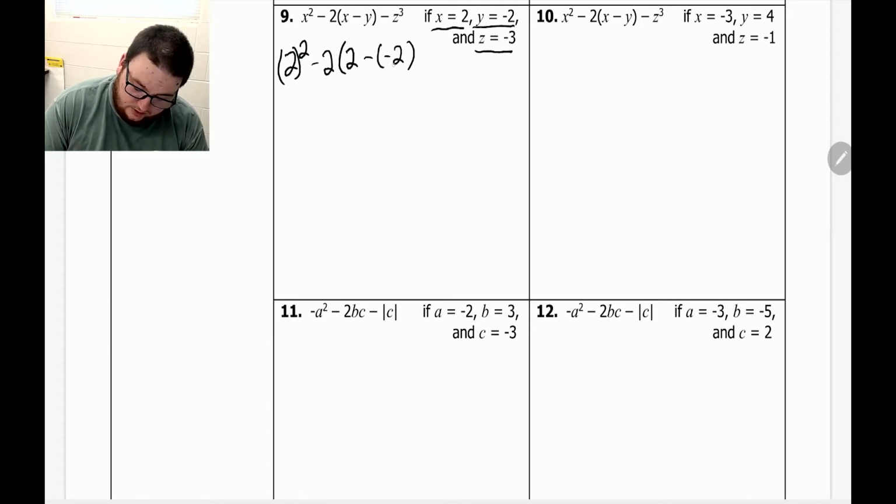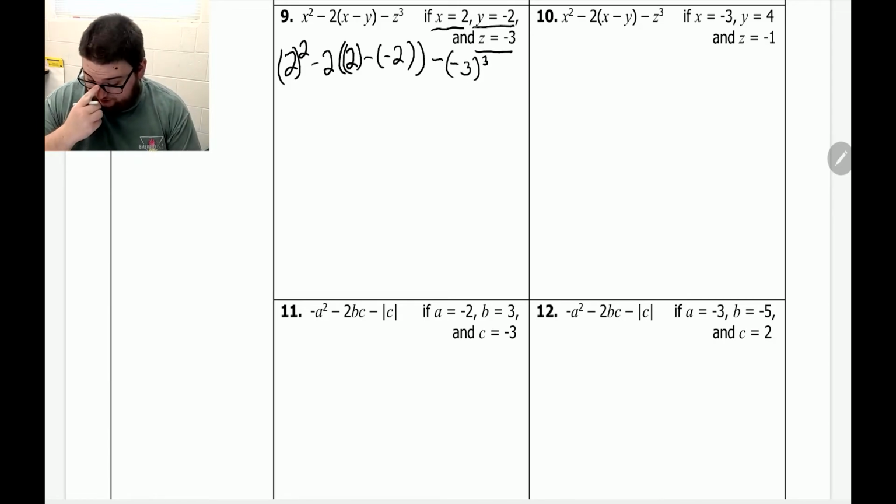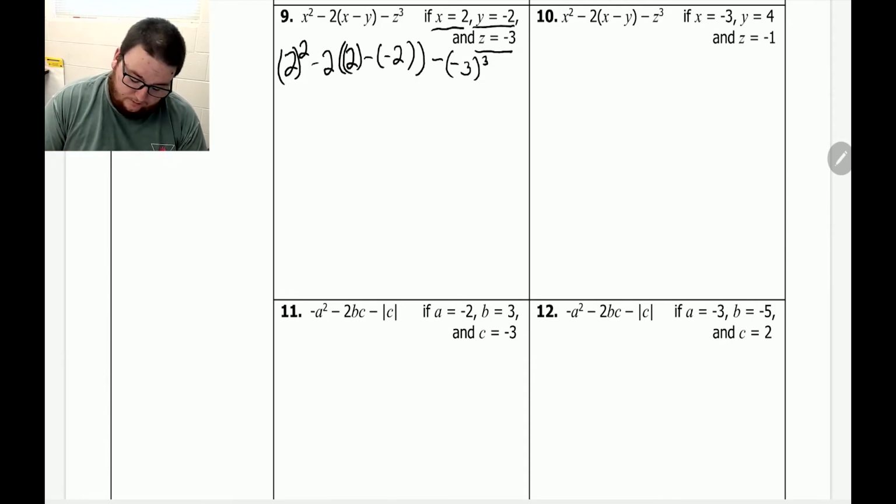And remember to put parentheses around it. Then we're subtracting z cubed, and z changed to negative 3. And we're cubing it. So, first step, we look at our parentheses. Do we have anything that has parentheses with operations inside? Your answer should be yes, since we have 2 minus negative 2. So we're going to do those first.